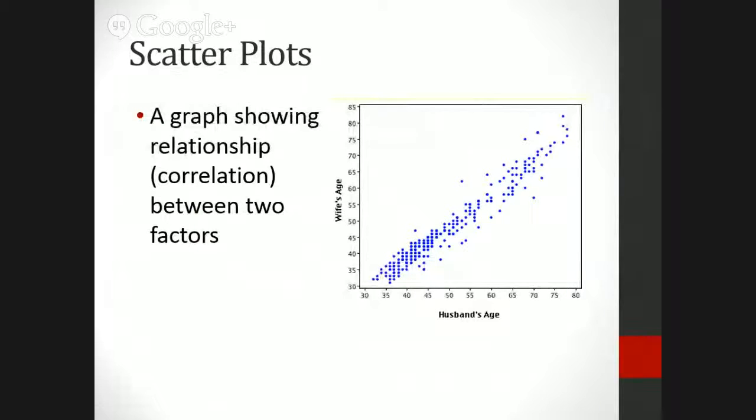You have scatter plots. And this is plotting the husband's age by the wife's age. We all know that most people marry somebody their own age, right? Except for this guy. This guy was about 55, and he married an older woman who was almost 65. This guy married an older woman who was 80 years old, and he was about 70.